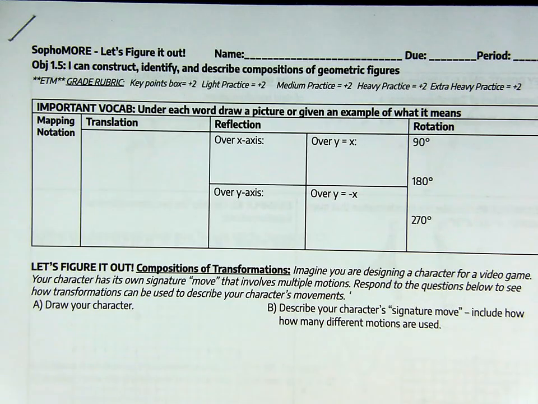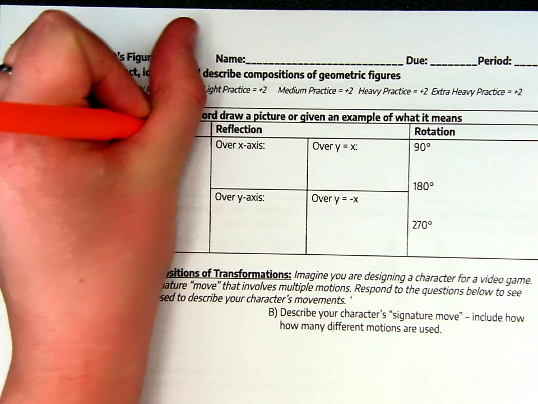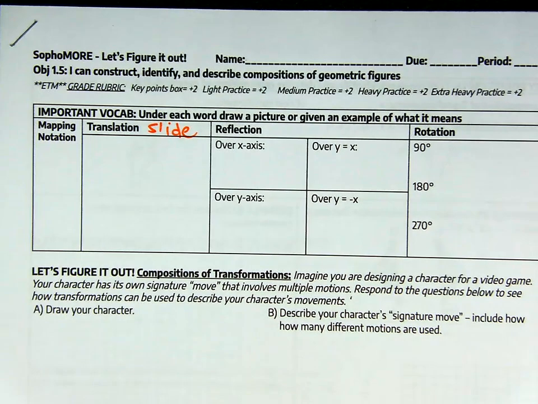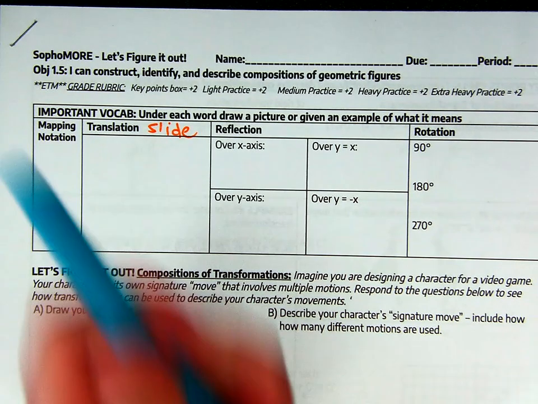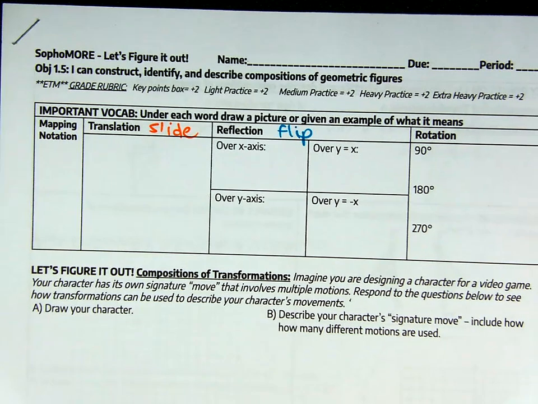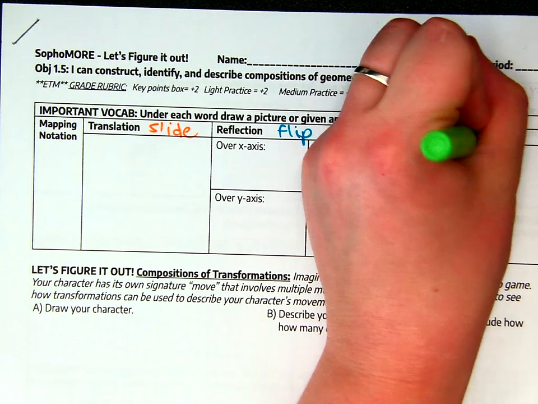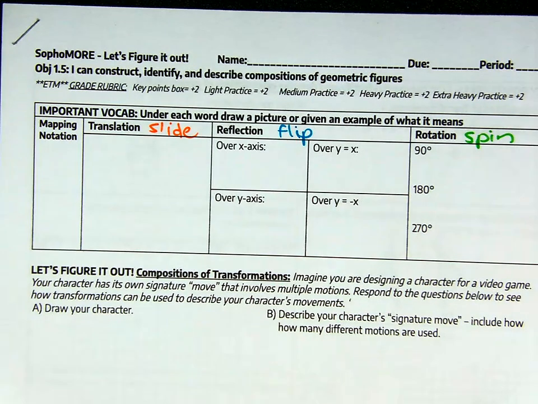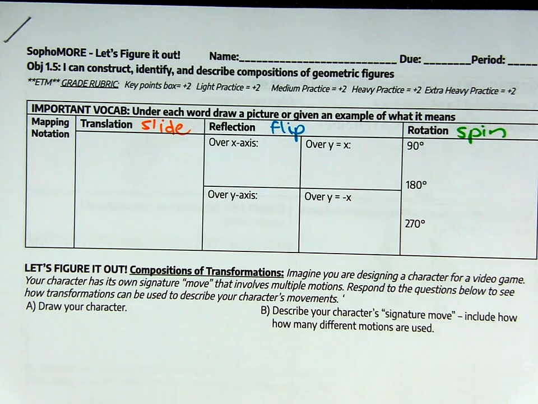Okay. So let's start first with what these three things even are. A translation is like a slide. We take something and slide it. A reflection is a flip, and a rotation is a spin. When we learned these three things, we learned how to perform these transformations by hand, but we also learned something called mapping notation.